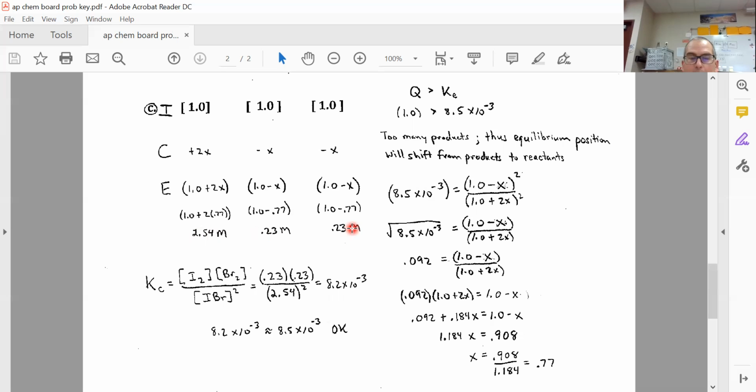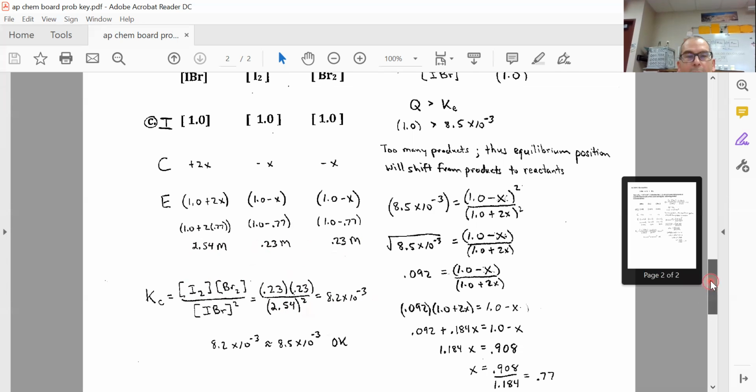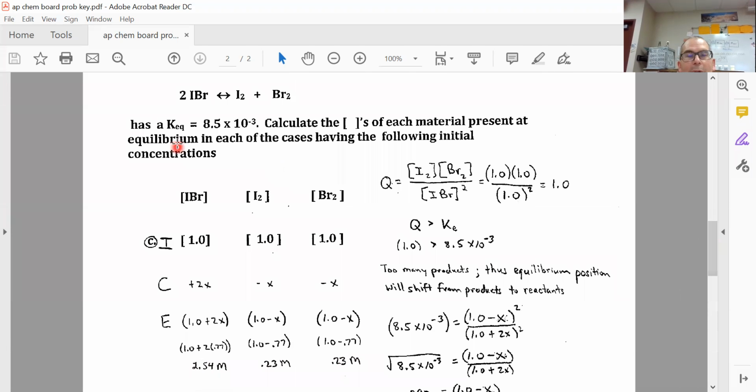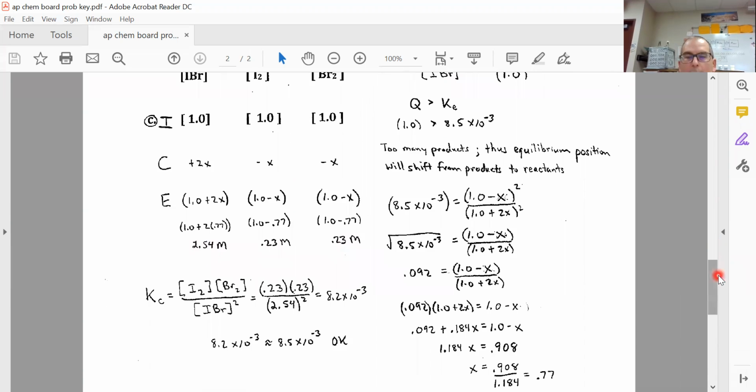I should double check to make sure this is correct. I'll take the I2, which is 0.23, the BR2, which is 0.23, divided by 2.54 squared. I get 8.2 times 10 to the negative third. I think I'm supposed to get 8.5 times 10 to the negative third. That's okay. It seems like it's off a little bit, but that's pretty typical when you're rounding things to two figures. So that last digit is going to definitely do some floating. So this looks like it verifies that.